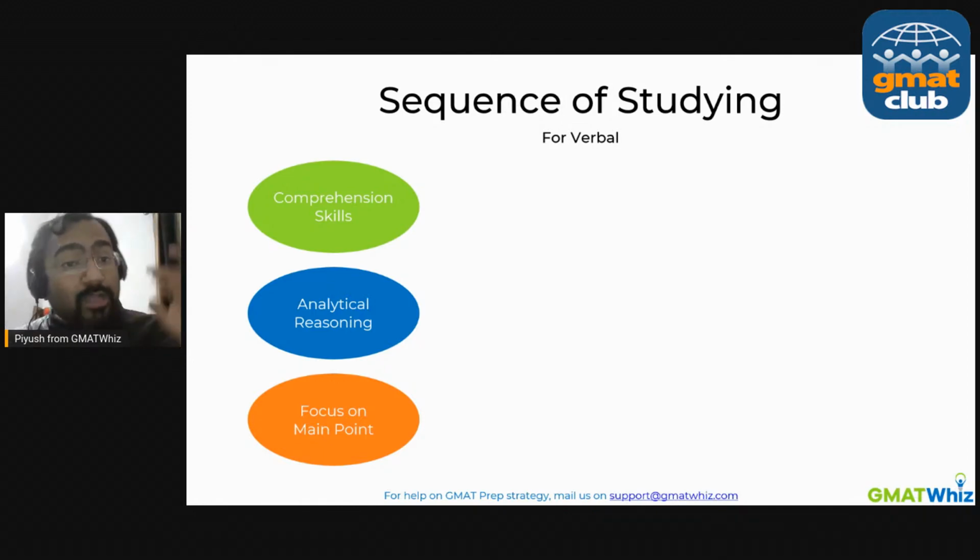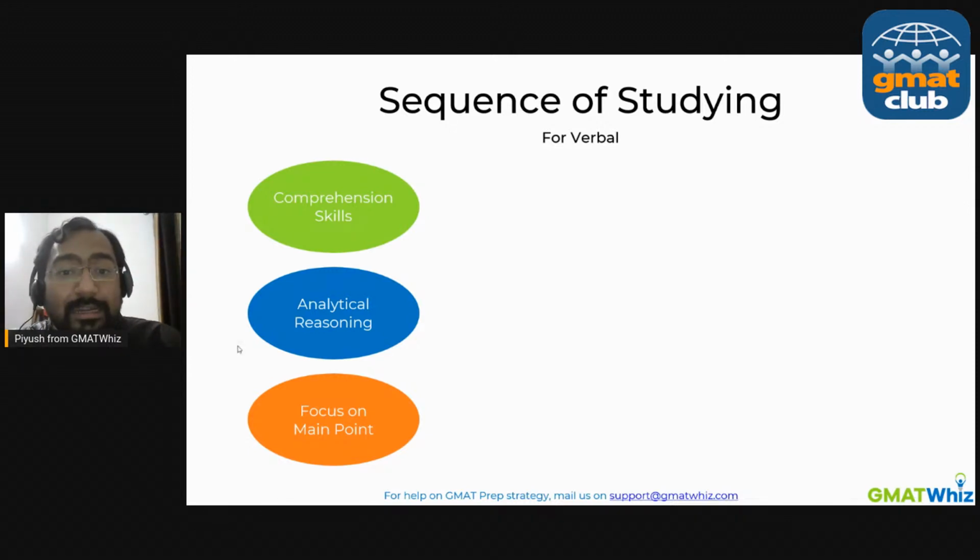So can you focus on the main point? Can you remove the clutter in the case study and focus on the main idea of the case study? Can you identify the gist of the entire thing that you need? And these three things are what GMAT is trying to test through the verbal section. Now, let me try and map these three to the three sections on the GMAT.